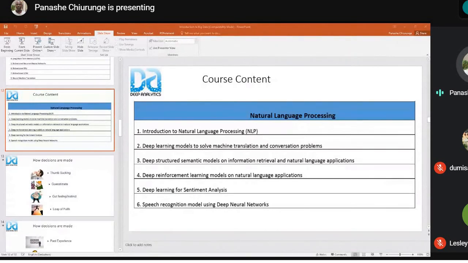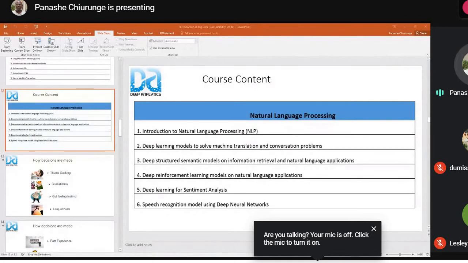So, for example, you learn how things like Amazon Alexa and Google Home work in terms of using speech recognition. Yeah. So that's the syllabus.